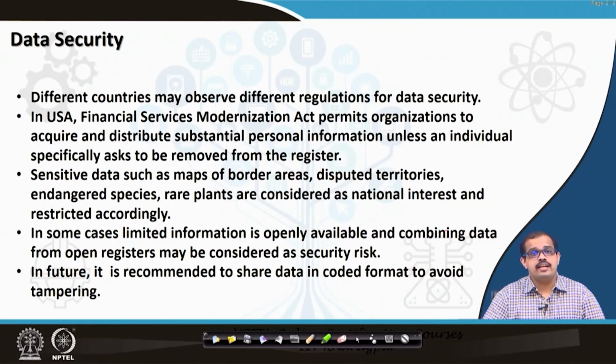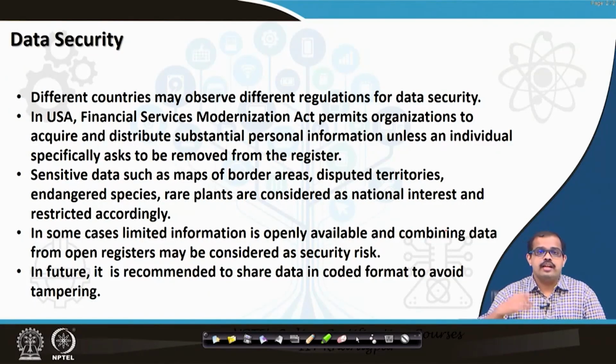Okay. Sensitive data such as maps of border areas, disputed territories, endangered species, rare plants are considered to be of national interest and restricted accordingly. You can see such restrictions even in India. There is a national data registry which can be flexibly used as one of those security tools. And when you are looking at data security, you can find a huge number of security concerns or rules that have been put forth in terms of data production. In some cases, limited information is openly available, and combining data from open registers may be considered a registry and security risk. So, be careful with this.